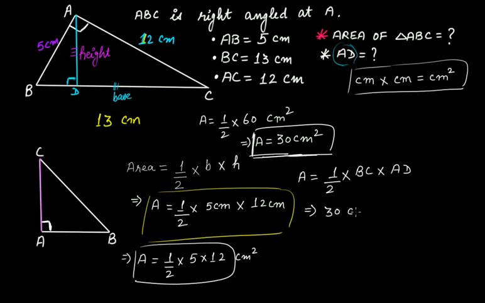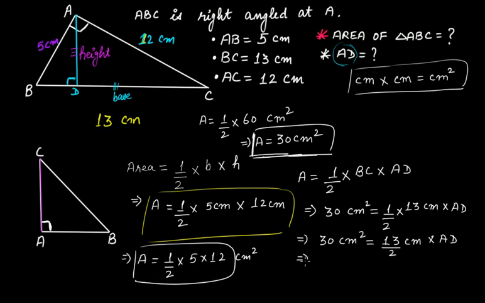That is 30 centimeter square is equal to half times, what's BC? BC is 13 centimeter times, we don't know AD. So simply put it, AD. Now, if you solve it, this comes as 30 centimeter square is equal to 13 over 2 centimeter times AD, right? 13 times 1 becomes 13 over 2, and this unit, centimeter times AD. Now, if you cross multiply this, this becomes 30 times 2, right? And this 13 will come here if you cross multiply it, and this unit is centimeter square over centimeter.